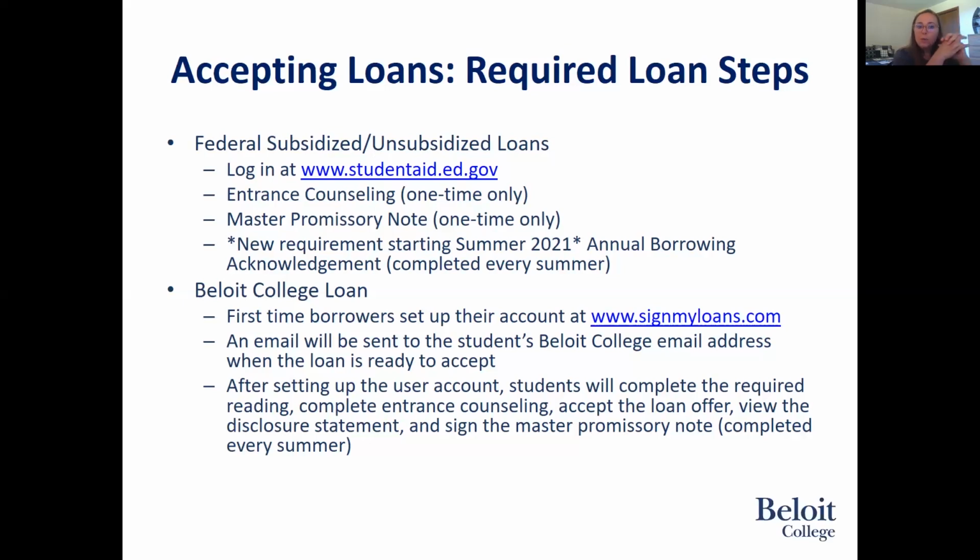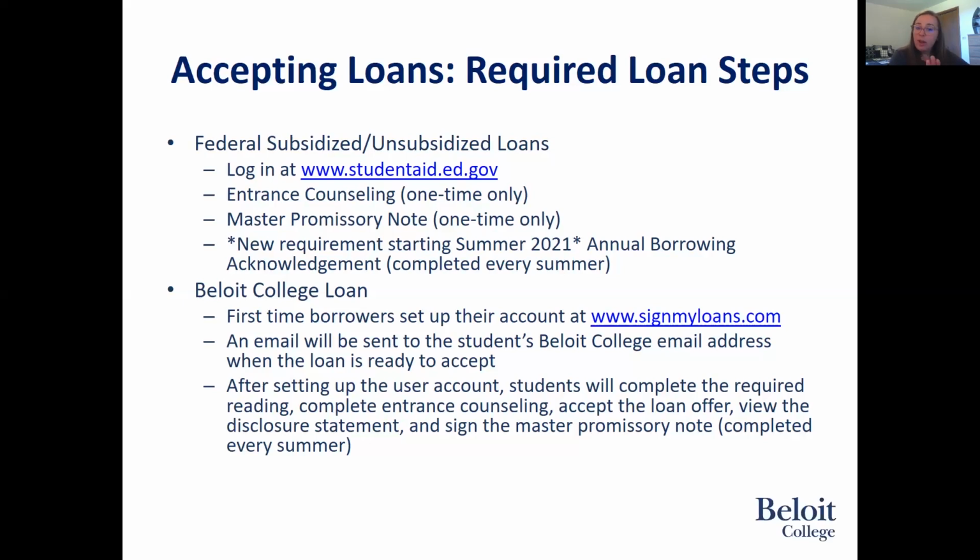So it's an annual borrowing acknowledgement, which basically means that every year you're re-agreeing to the loans that you're borrowing. It's one more step to make sure that students are fully understanding the debt that they're taking on every year, so that there's no surprises when we graduate. We don't want anyone to be surprised and say, I took a student loan. We don't want there to be any confusion like that, which is why there's this new requirement, so that every year students are re-upping and re-agreeing to the loans that they're borrowing.